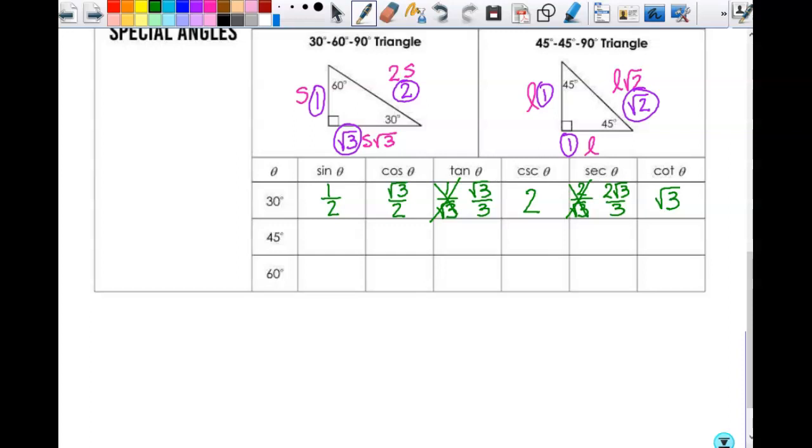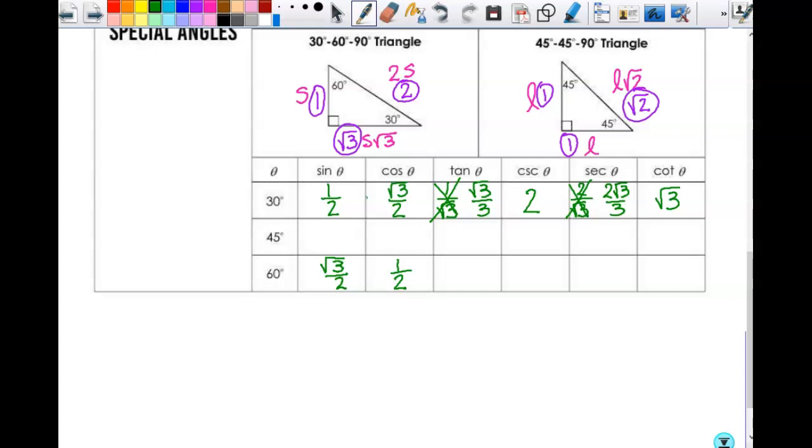All right, so now let's look at 60. We're going to skip over 45 for just a minute and do the rest of this triangle. So for 60, sine is opposite over hypotenuse, so it is the square root of 3 over 2. Cosine, adjacent over hypotenuse, it is 1/2. So let's just pause right there, and do you notice anything interesting there? Yes, that the sine of 30 is the same as the cosine of 60. Cosine of 30 is the same as sine of 60. Okay, so that's going to be helpful in you remembering how to do these things moving forward as well.